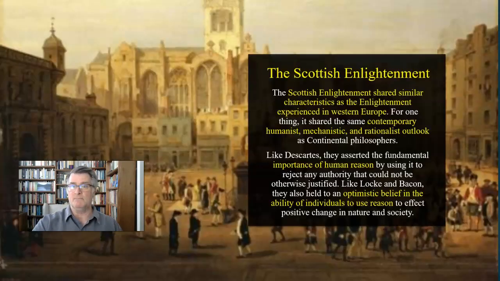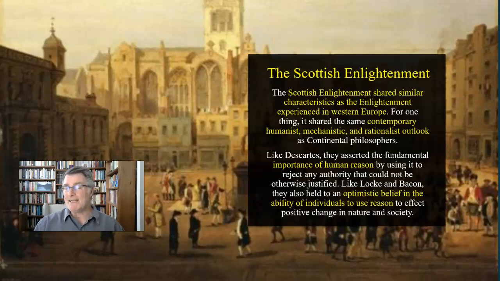Many of these ideas were also coming from the continent. So the Scottish Enlightenment, because it was part of the Enlightenment that also included France and Germany, shared some similar qualities and characteristics that the rest of the Enlightenment period experienced in Western Europe. So there was a deep thinking about humanity, humanism, and human relationships.